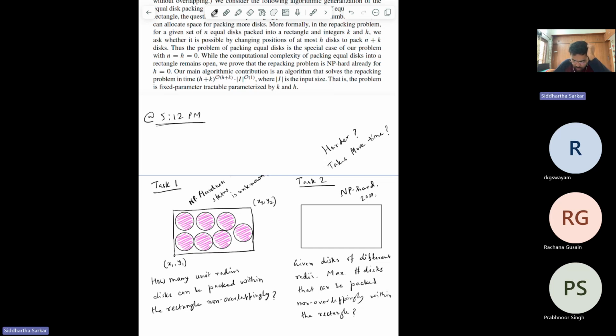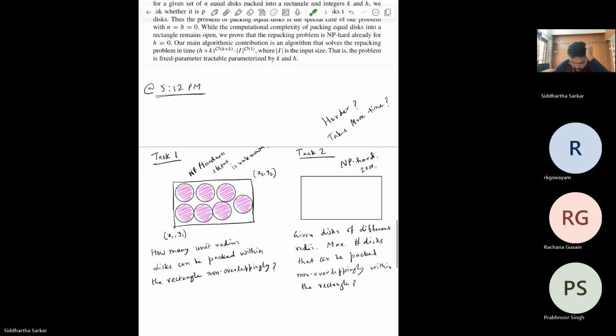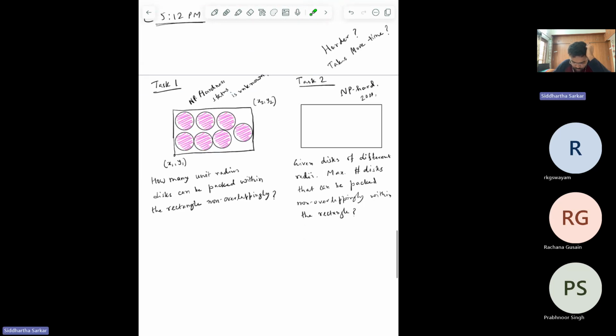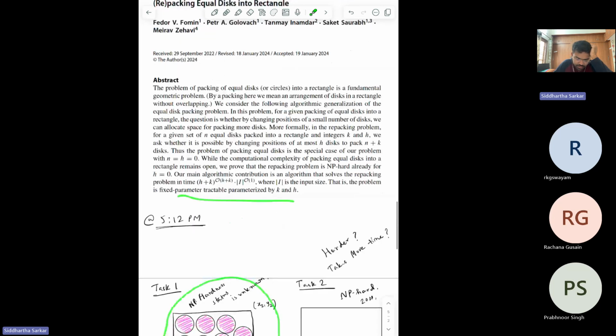But we do not even know an algorithm that can find the maximum number of unit disks that you can pack within a rectangle. That is also surprising. Okay. So since this is such an elusive problem, in this paper they look at a different variant.